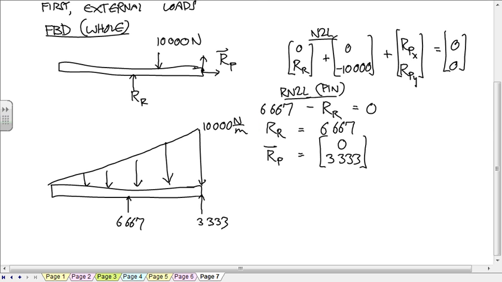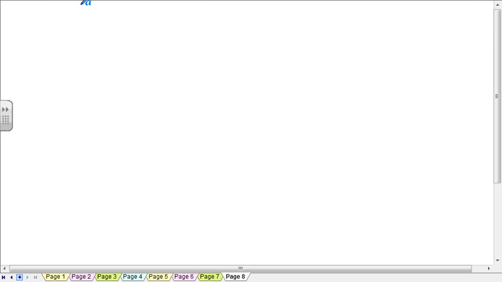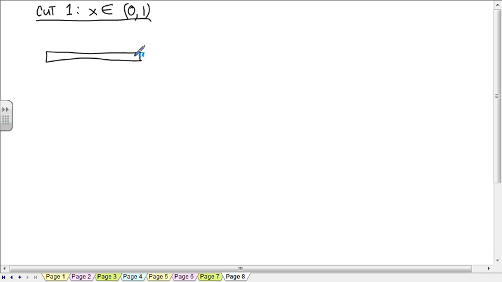How many important points are there? There's always the 2 endpoints. Are there any other ones? Yeah, where the roller is. So we're going to have 2 cuts. The first one is going to be for x values between 0 and 1, and the second one is going to be 1 and 2. So cut 1 for x values between 0 and 1. So we won't have gotten to the roller yet.